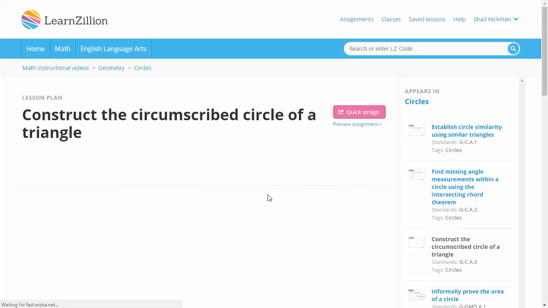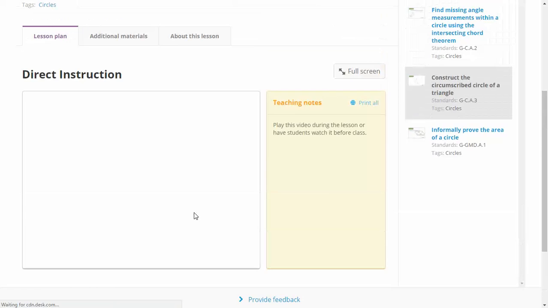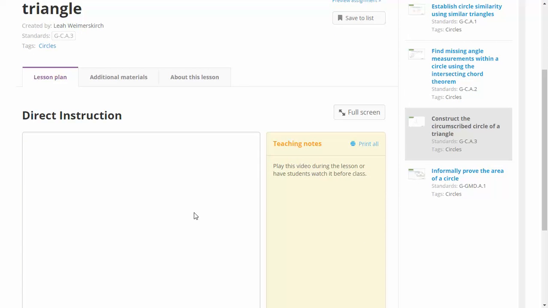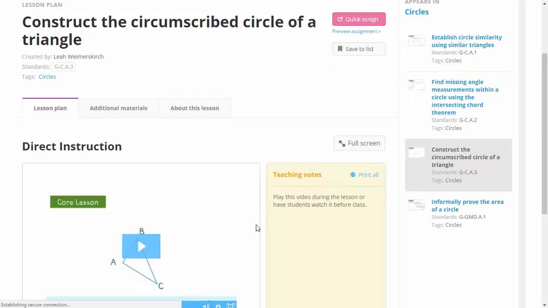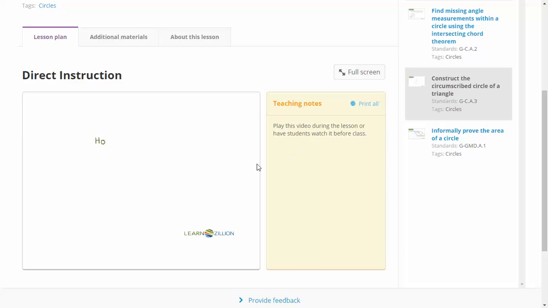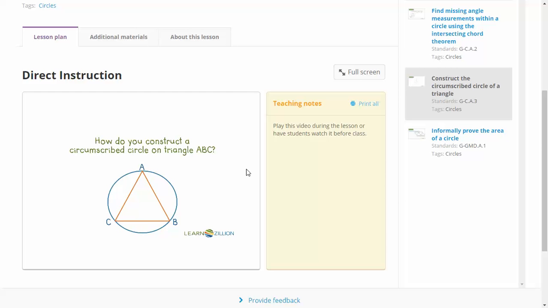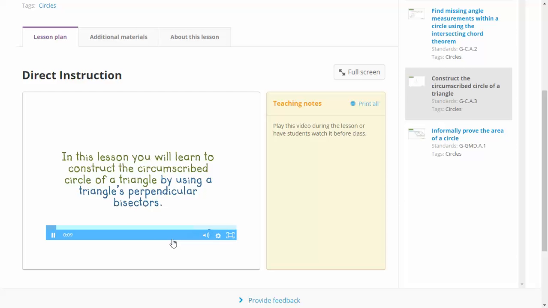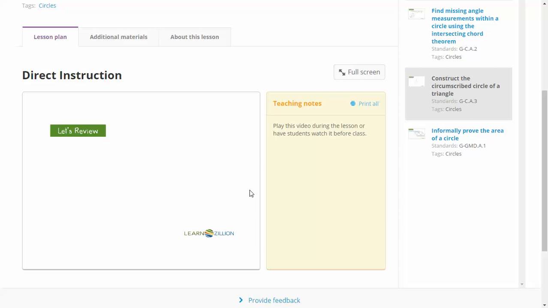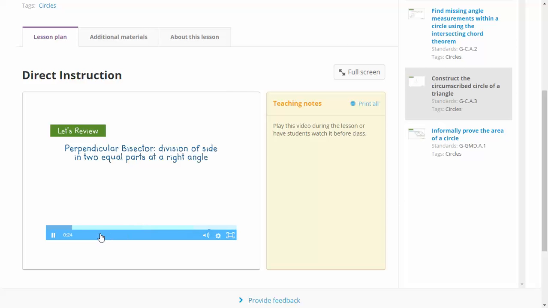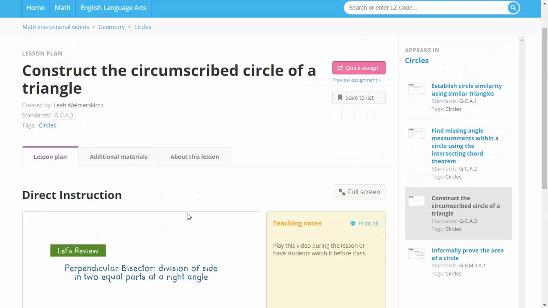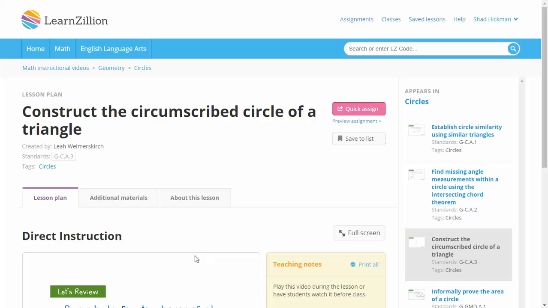So I want to see how they're circumscribing this lesson using a triangle. So we're going to watch the core lesson, or at least start to watch it. How do you construct a circumscribed circle on triangle ABC? In this lesson, you will learn to construct circumscribed circles of a triangle by using a triangle's perpendicular bisectors. Let's review. A perpendicular bisector is a line, line segment, or ray that divides a segment into two congruent parts at a right angle.